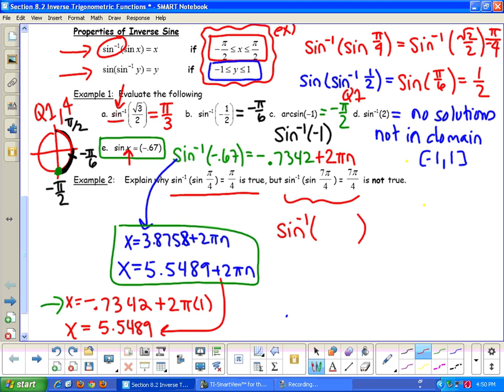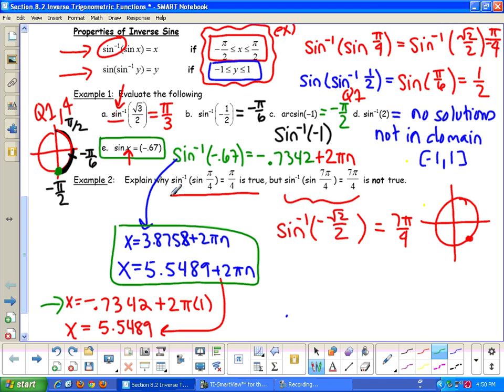So first of all, I want to figure out where 7 pi over 4 is on my unit circle. And when I figure out where 7 pi over 4 is, that's going to help me figure out what my solution is going to be. So 7 pi over 4, I know is going to be in the fourth quadrant down here. And for this, I know that the sine is negative in this quadrant, so the sine of 7 pi over 4 is going to be negative root 2 over 2.